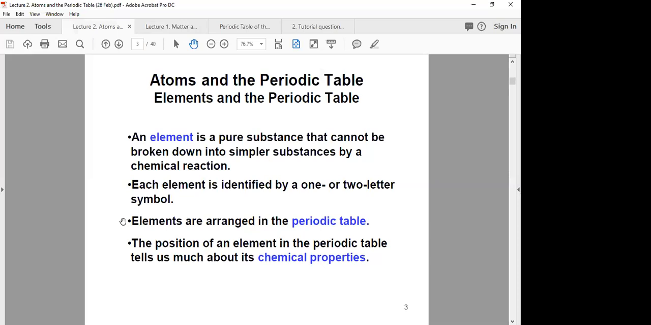They're arranged in a very special way so that when you look at the location of a particular element within the periodic table, its location tells you so much about its chemical properties. And that's essentially what we're going to learn tonight.